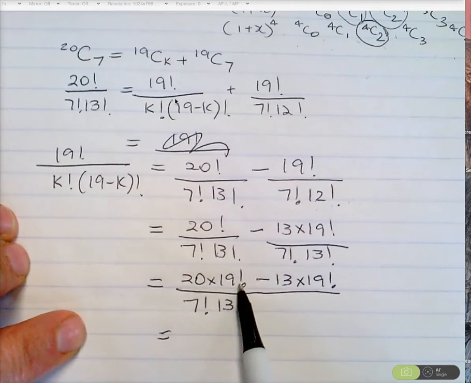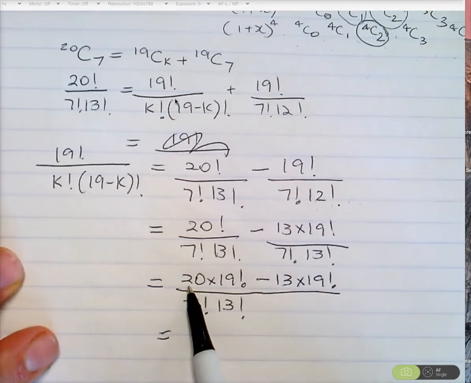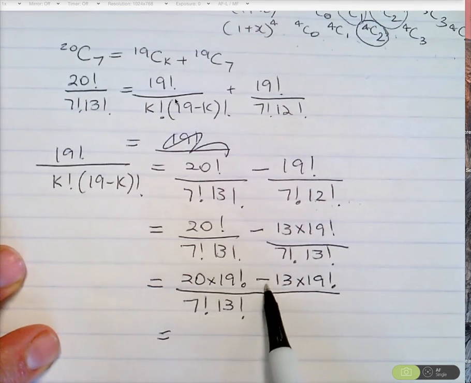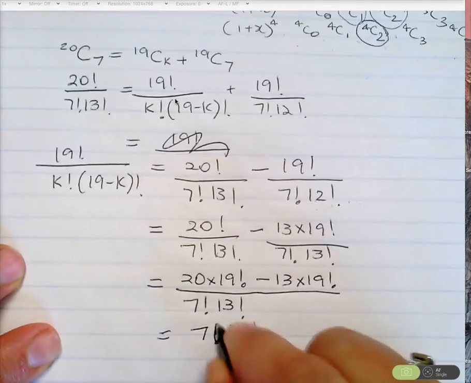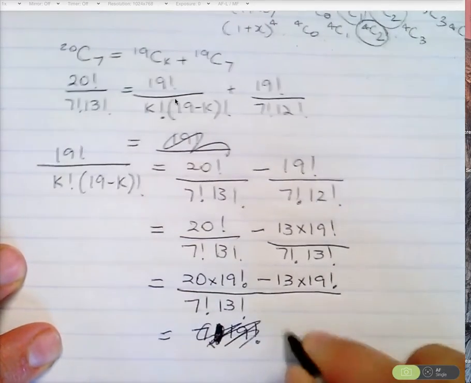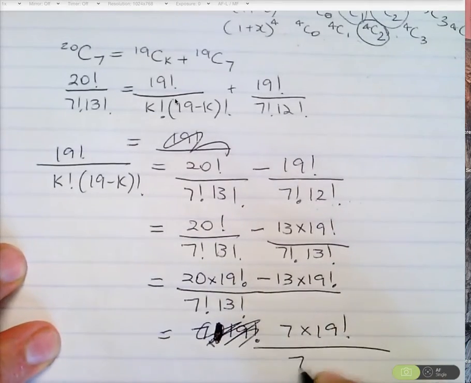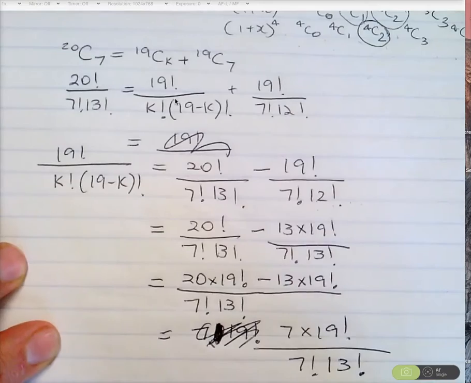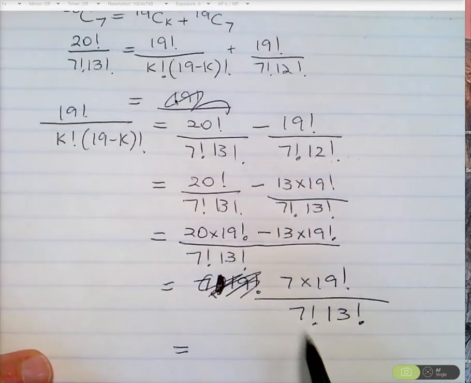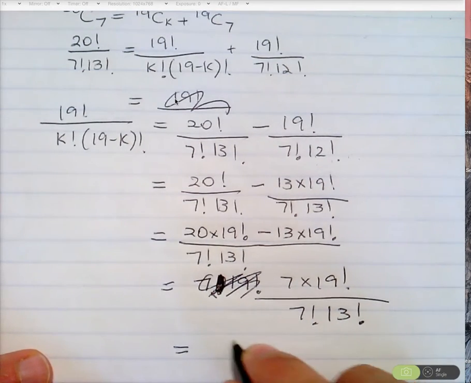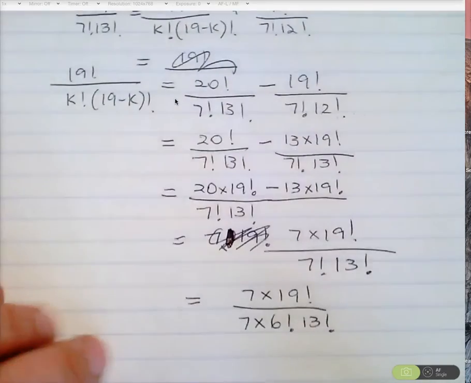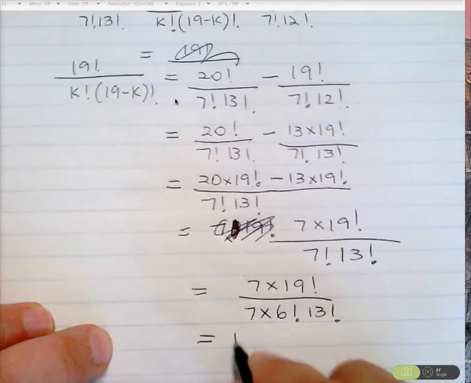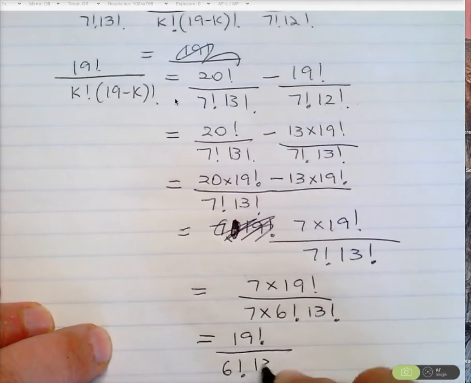20 factorial is 20 times 19 factorial, so wouldn't this be now, what is it? 20 lots of 19 factorial minus 13 lots of 19 factorial are 7 lots of 19 factorial over 7 factorial, 13 factorial. Well, only one of them, that would now be 6 factorial. So this becomes 7 times 19 factorial over 7 times 6 factorial, 13 factorial. We okay with that? So the 7's cancel now and we get 19 factorial over 6 factorial, 13 factorial.